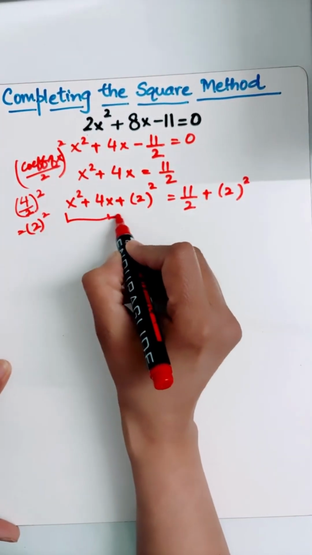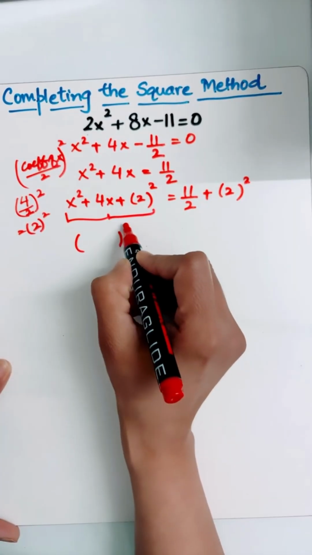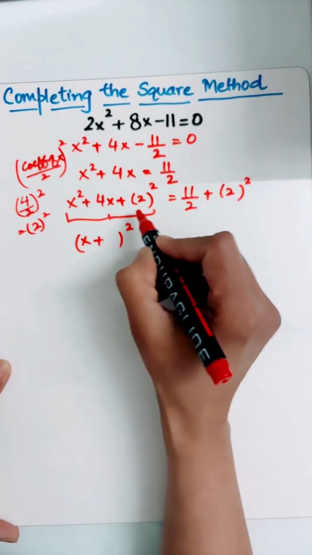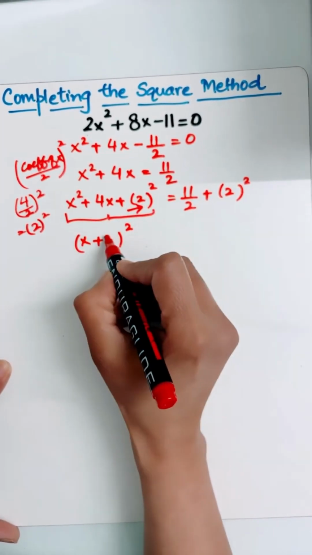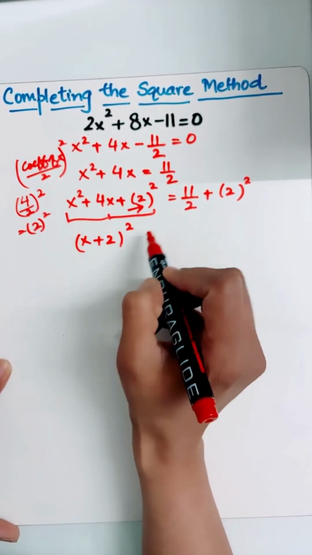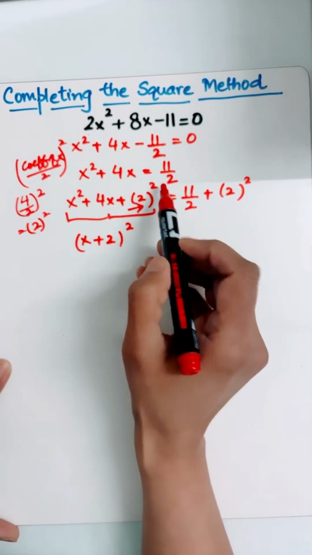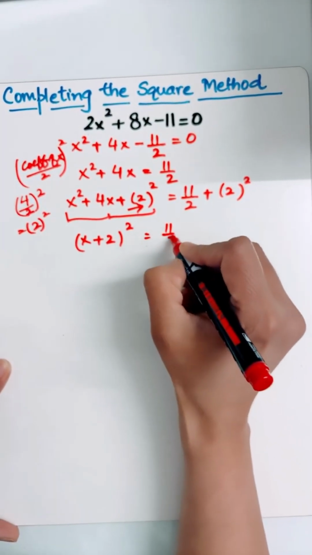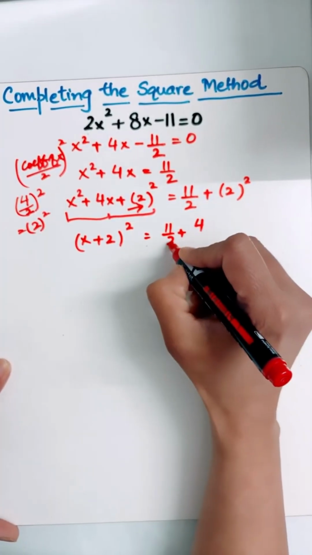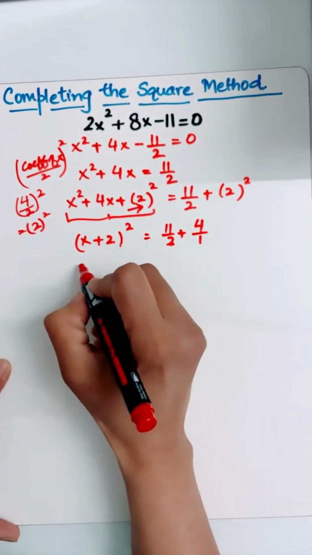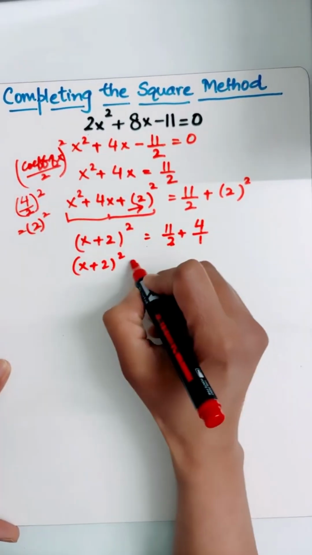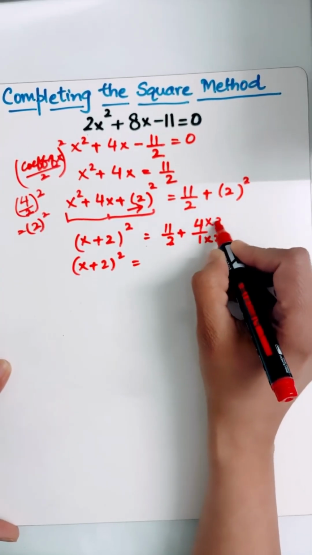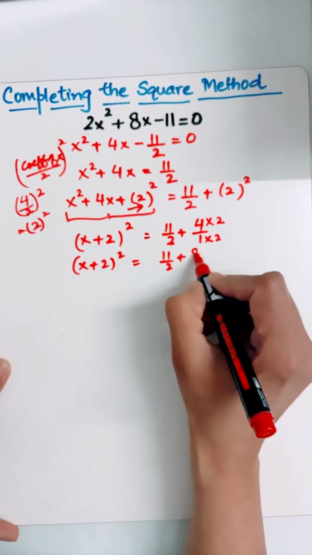Now, this left hand side can be written as the square of some binomial term. What would be that binomial? The variable x, and always this third term. So, x plus 2 whole square. And that is why this method is called the completing the square method, because I was able to write the left hand side as the square of some binomial, equals 11 over 2 plus 2 square, which is 4, and I can write this 4 as 4 over 1. x plus 2 whole square is equal to, I can solve this by making the denominator 2, multiply by 2, multiply by 2. So 11 halves plus 8 halves.